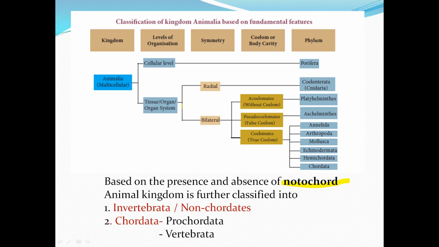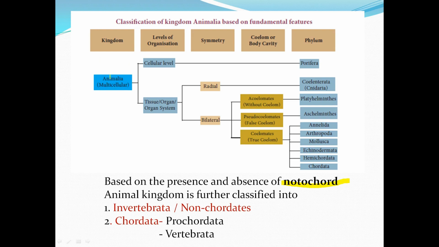So now let us see the outline classification of the animal kingdom or kingdom Animalia. So the fundamental features are given here: levels of organization, symmetry, coelom or body cavity, and phylum. So Animalia includes all the multicellular animals. The unicellular animals come under the phylum Protozoa, that is not given here.